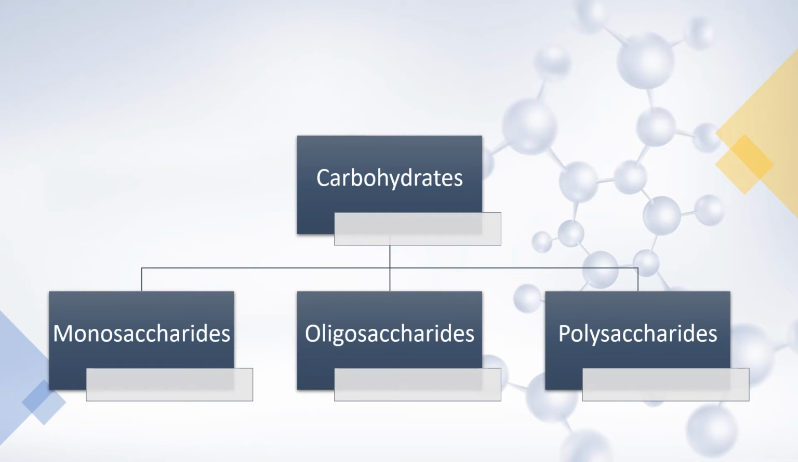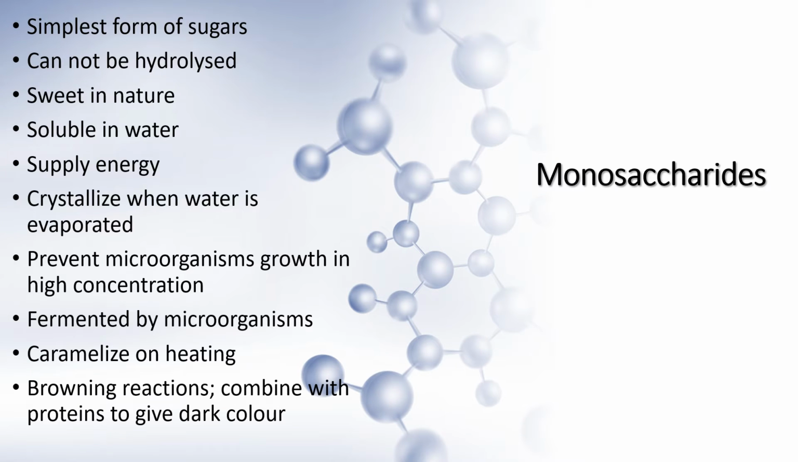Carbohydrates are classified into monosaccharide, oligosaccharide, and polysaccharides. Monosaccharides are the simplest form of sugar. These are also known as simple sugars. They cannot be hydrolyzed. These are sweet in nature, soluble in water, and they supply energy. Monosaccharides crystallize when water is evaporated from them. It prevents microorganism growth in high concentration. That is why sugar syrups are used for food storage.